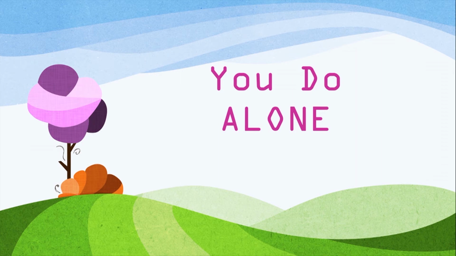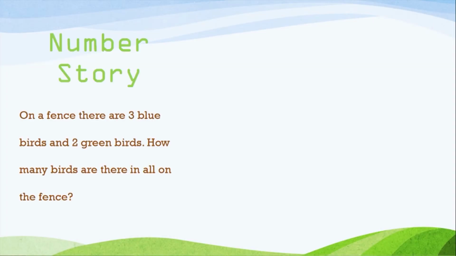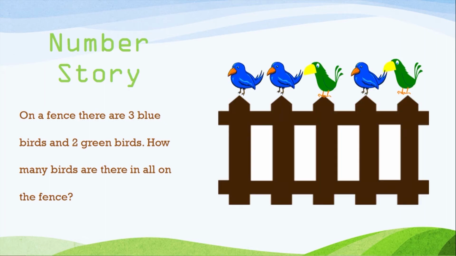You are doing such an excellent job. You must try one on your own. But don't worry, I will be right here with you. So here's our number story. On a fence, there are 3 blue birds and 2 green birds. How many birds are there in all on the fence? There's my fence, and there are the birds.